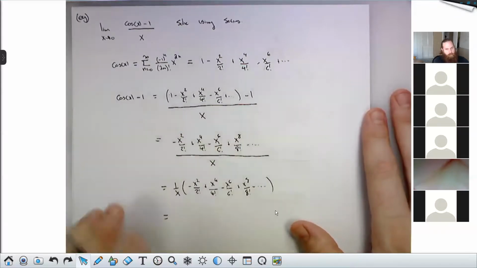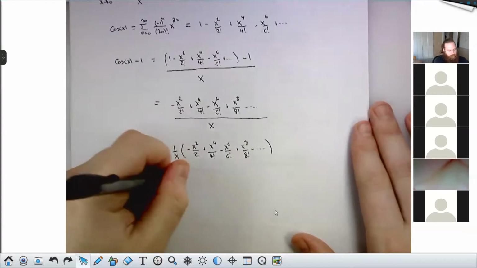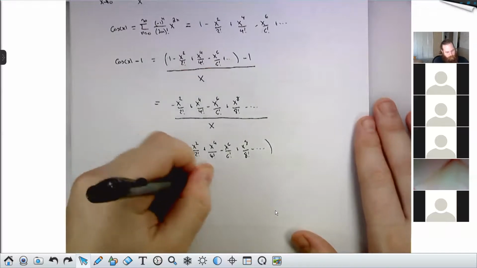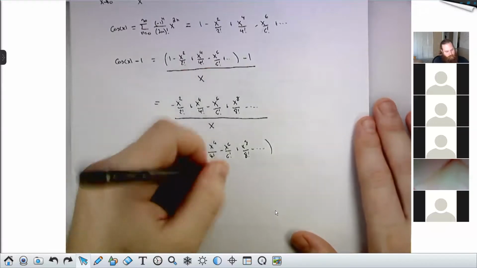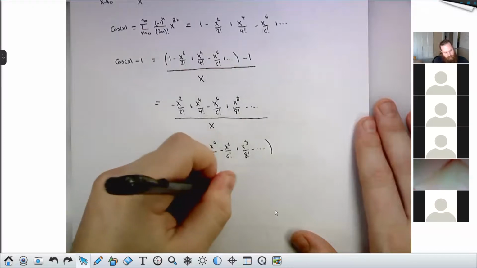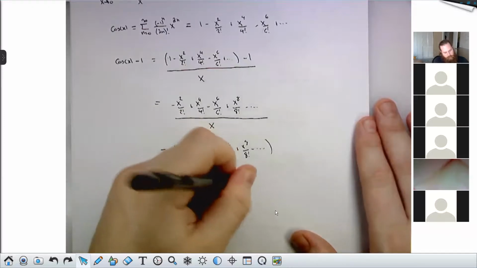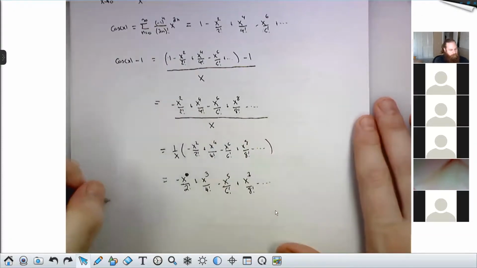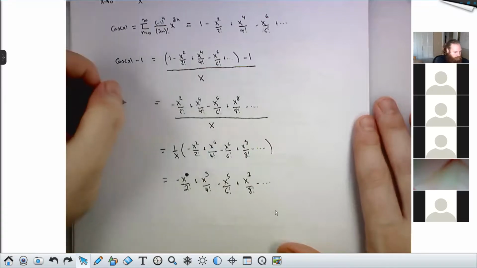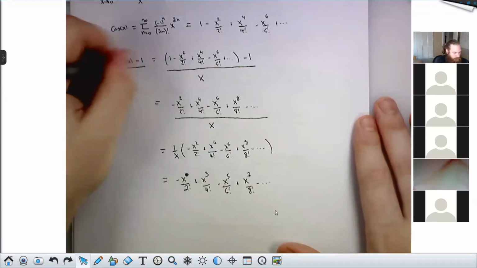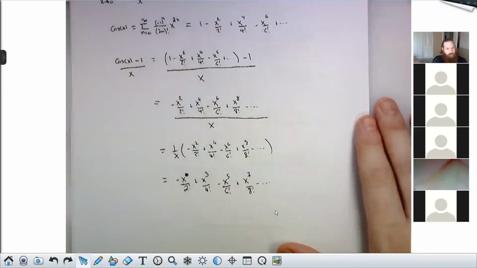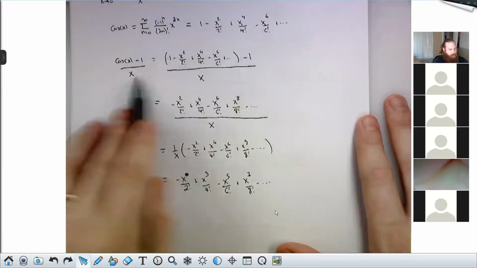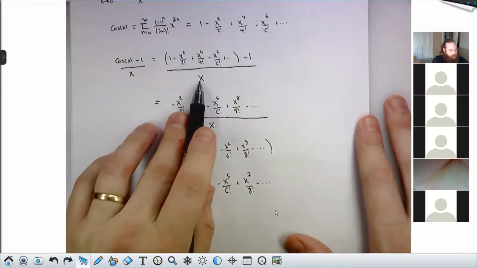And when you distribute the 1 over x, you get negative x over 2 factorial plus x cubed over 4 factorial minus x to the 5 over 6 factorial plus x to the 7 over 8 factorial, and so on. Sorry, I divided by x without telling you guys here. So cos x minus 1 is the numerator, and then the x is downstairs here, so we divided by x.